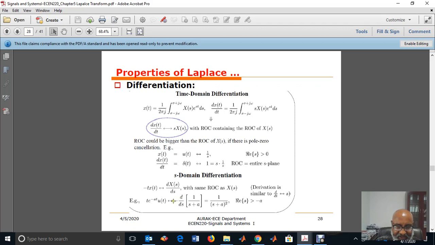And if I take the derivative d by ds with respect to s, remember, you differentiate the numerator and the denominator. You have to use the rule of the derivative of f of s divided by g of s. Then the result will be 1 over (s plus a) the whole squared, for real part of s greater than minus a.